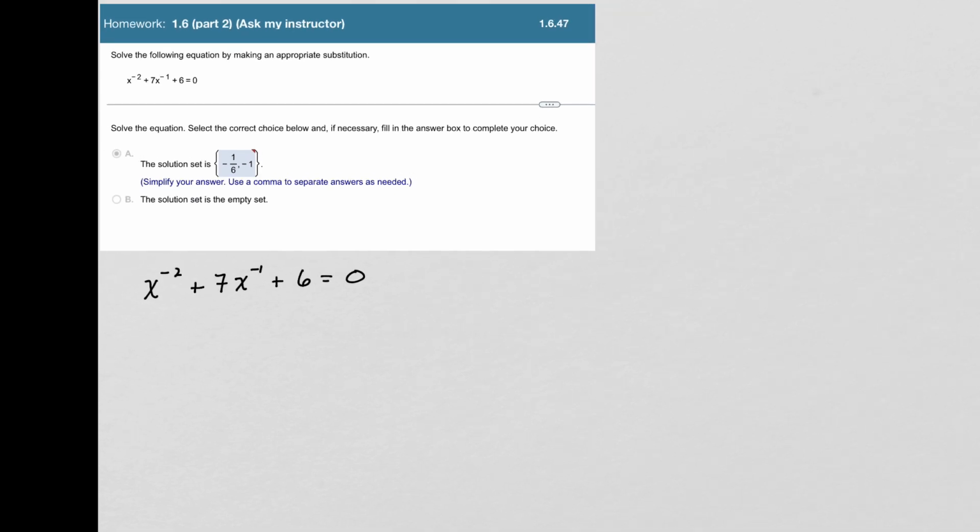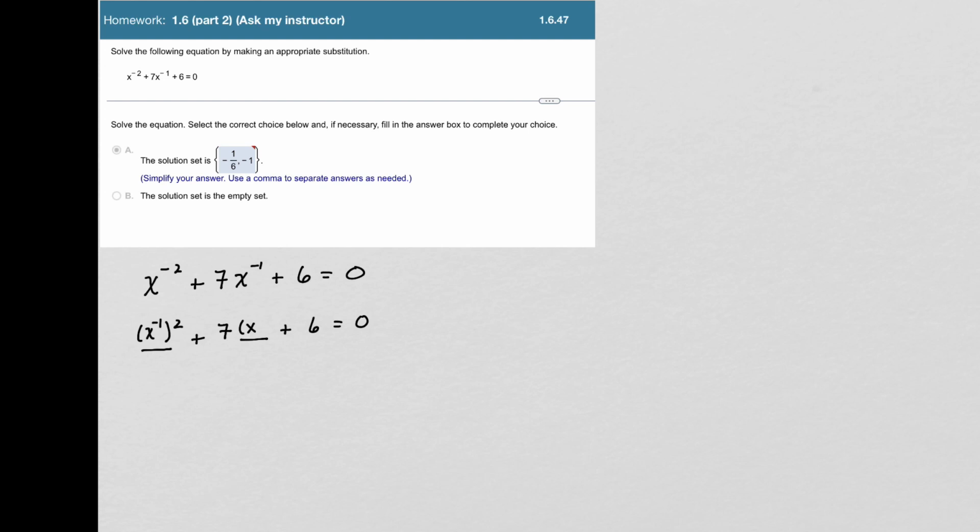So what I'm going to do is I'm going to say I have something squared plus 7 times something plus 6 equals 0. So what goes in this spot is going to be an x to the negative 1. And here is also x to the negative 1. So that means that my substitution is going to be u equals x to the negative 1. I can rewrite this as u squared plus 7u plus 6 equals 0.